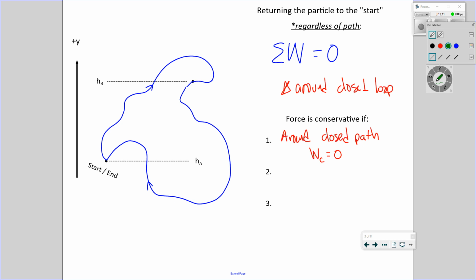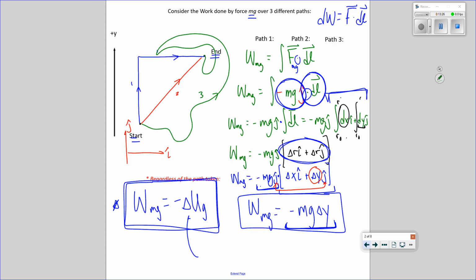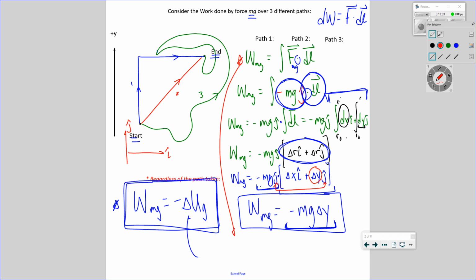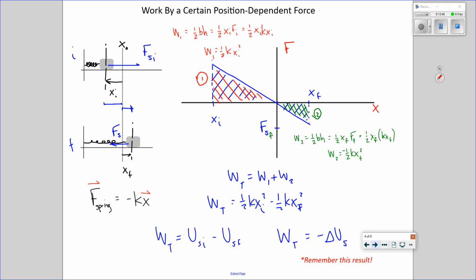Number two is that work done by a conservative force is independent of path. And that's here, right? We said it doesn't matter which path is which. This is how we're doing the amount of work done along that path, and we get the same answer no matter what. It doesn't matter which one of these paths we took. All right, and the third one, well, we'll get to when I remind you of this.